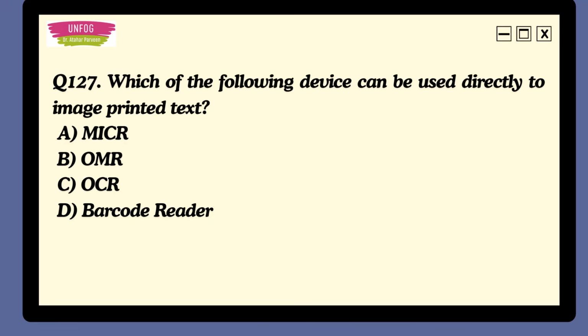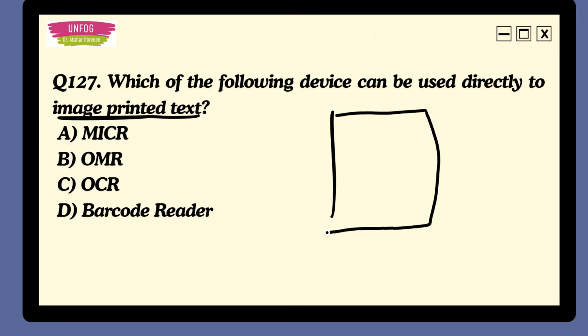Now firstly, what does image printed text mean? Suppose you are taking a photo of a paper. On that paper you have written something. Suppose you have written hello on that paper. So when you take a photo of this paper and send it to the old computer, the computer won't be able to see what is inside the photo. It won't be able to read what is written in the paper.